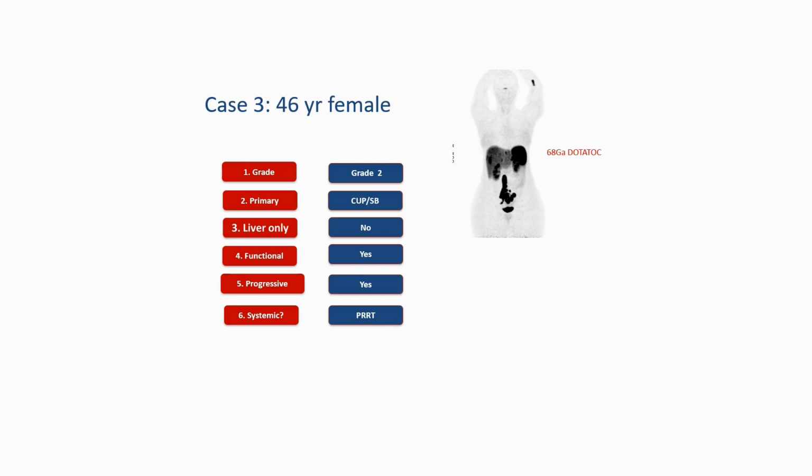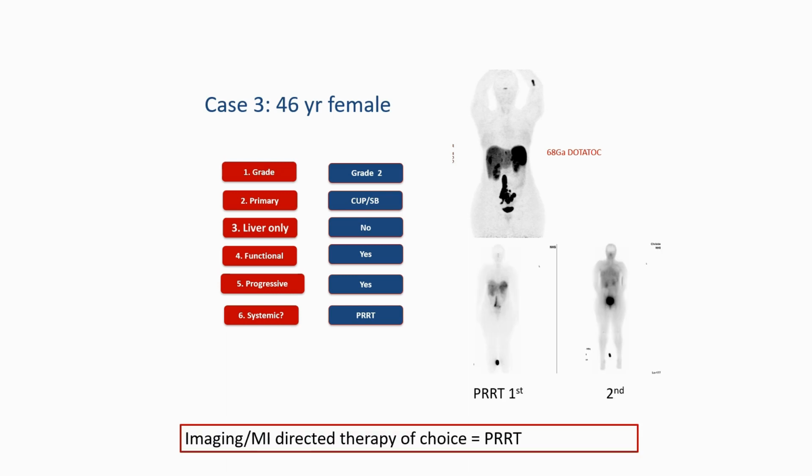Why is that? There's really intense uptake of activity within the sites of tumor, and therefore this patient would be suitable for radioligand therapy. And that's exactly what we did. With the first dose, as you can see, there's matched uptake at the sites of disease. With the second dose, you can see some of the areas actually demonstrating response to therapy. So this is a really good result for that particular patient. And again, this patient was treated with radioligand therapy based on the imaging parameters.